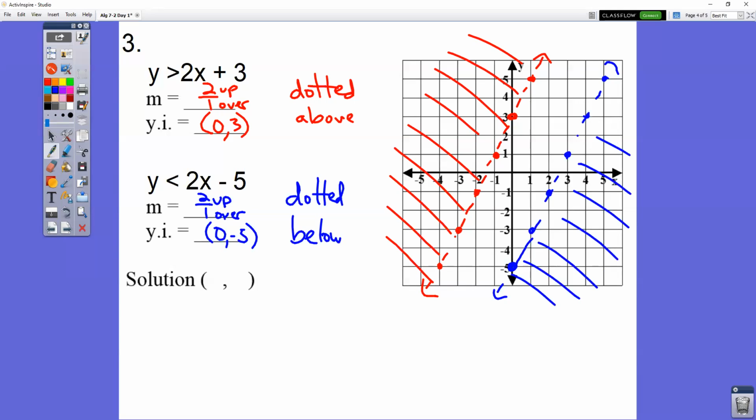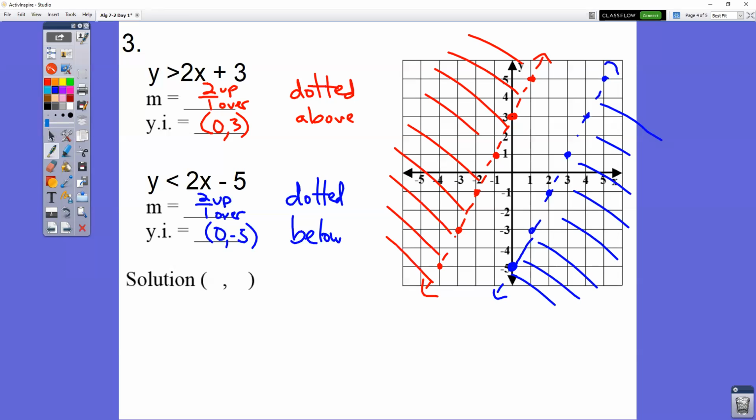Now, this one is sort of a weird example. All right, where is the double shaded area in this one? Well, there is no double shaded area. These two lines are parallel. I know that they're parallel because they have the same slope. This is being shaded above. This is being shaded below. There is no double shaded area.